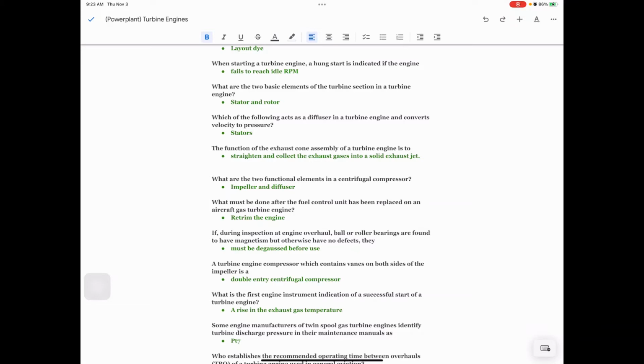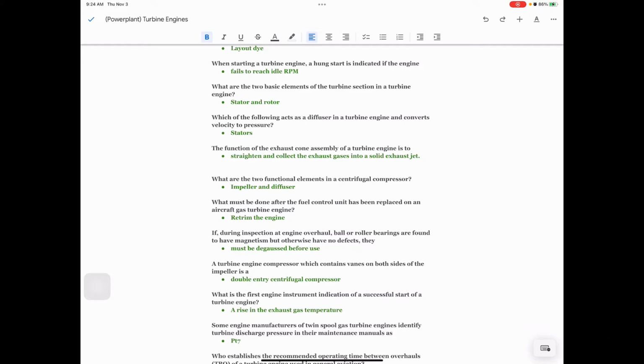What are the two functional elements in a centrifugal compressor? Impeller and diffuser. What must be done after the fuel control unit has been replaced on an aircraft gas turbine engine? Retrim the engine. If, during inspection at engine overhaul, ball or roller bearings are found to have magnetism but otherwise have no defects, they must be degaussed before use. A turbine engine compressor which contains vanes on both sides of the impeller is a double-entry centrifugal compressor.